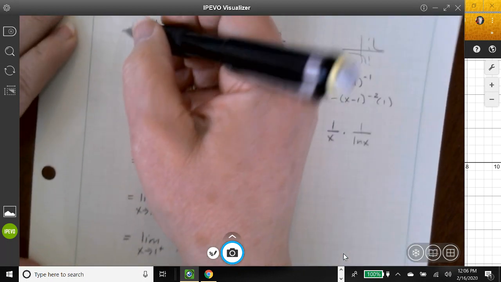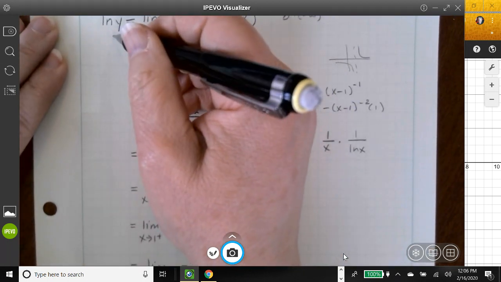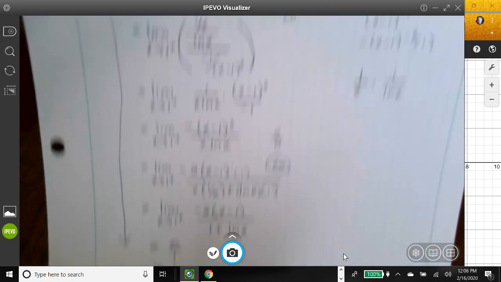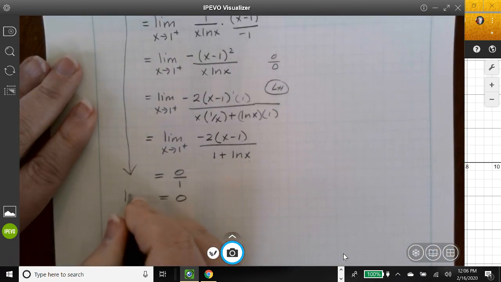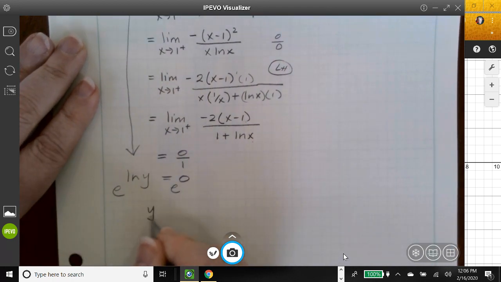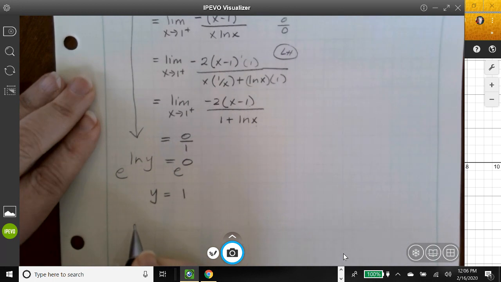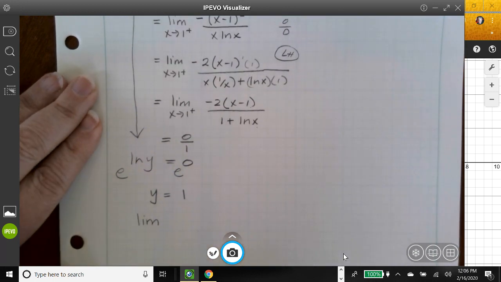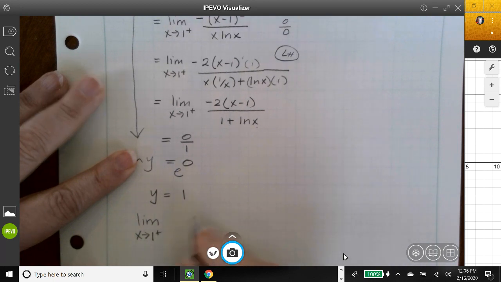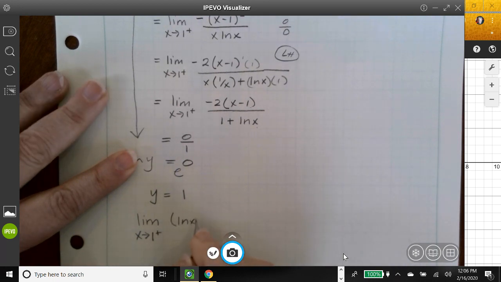Not indeterminate anymore, and I got to lasso this natural log of y. I got to remember that back in the beginning, I took the natural log of both sides, and bring the natural log of y here, and then exponentiate, and I get y equals 1, which means my limit as x approaches 1 from the plus side of the natural log of x raised to the x minus 1 is equal to 1.